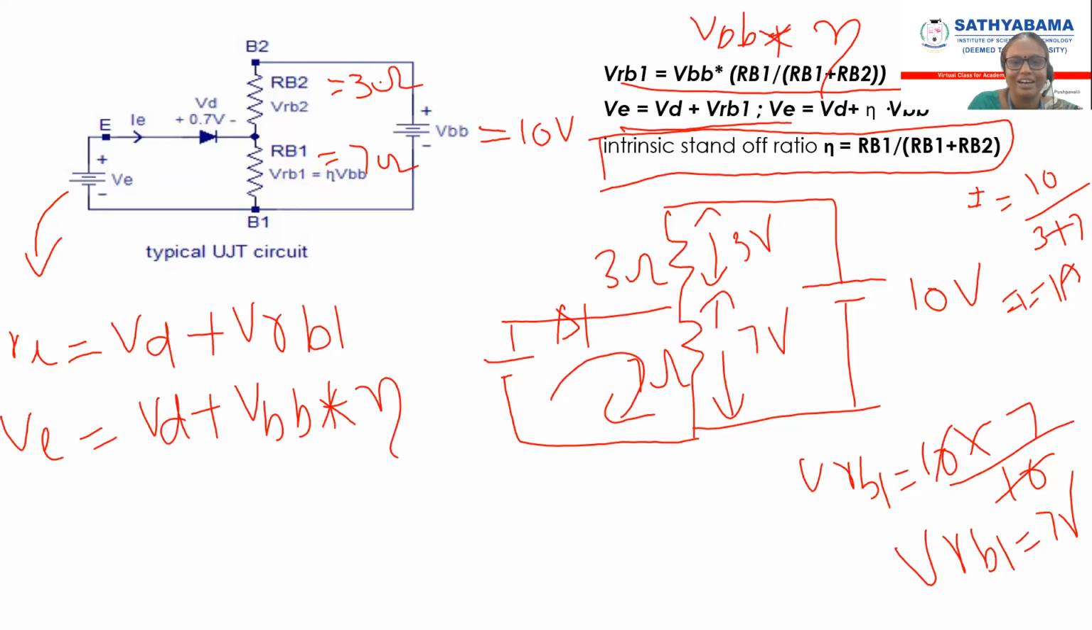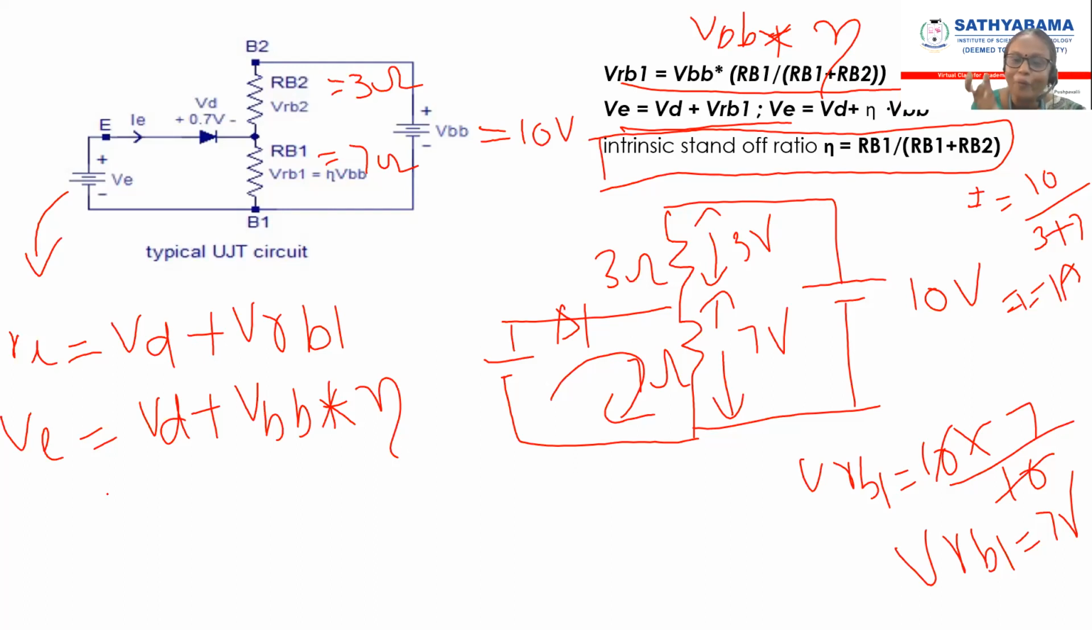It mainly depends on the V value only. Praveen Kumar, VD 0.7 voltage is nothing but the cut-in voltage. Just leave that. At what condition will my UJT be turned on and what condition will my UJT be turned off? Okay, I will tell you.